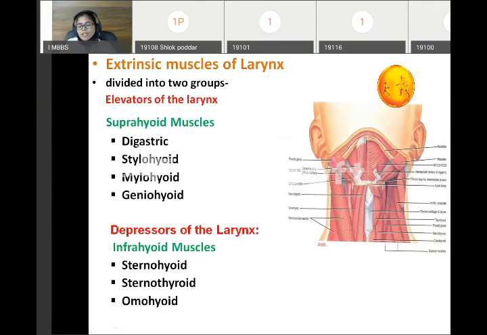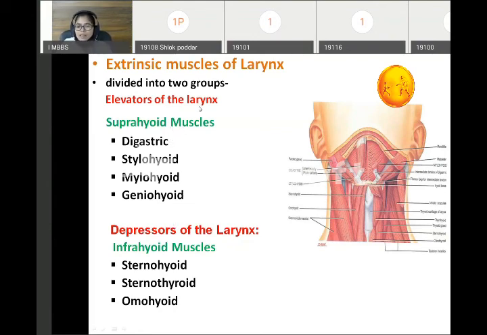Now, we have seen cartilages, membranes, and ligaments of the larynx. Now, muscles of the larynx. Muscles of the larynx we divide into two parts: extrinsic muscles and intrinsic muscles of the larynx. Extrinsic muscles of the larynx are the muscles which attach the larynx to the surrounding structures, and they move the larynx as a whole. These are the suprahyoid as well as infrahyoid group of muscles. Suprahyoid are elevators, and infrahyoid are depressors.